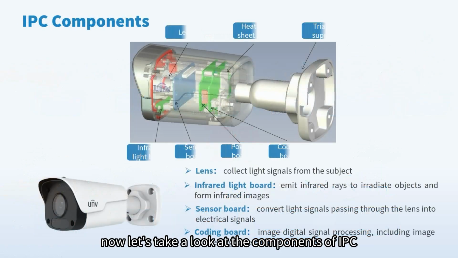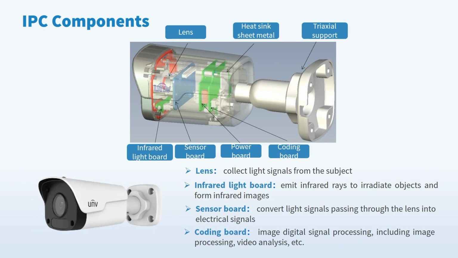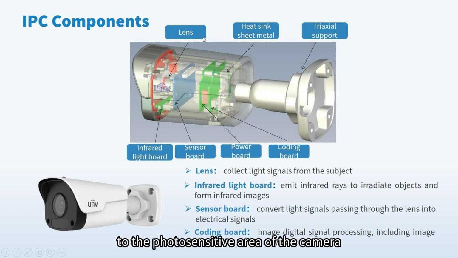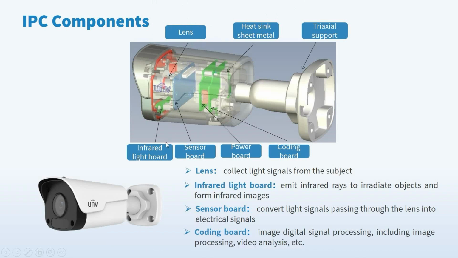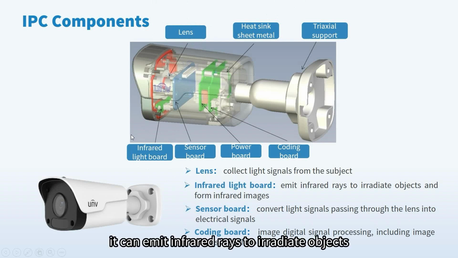Now let's take a look at the components of IPC. Inside it, there is lens. It collects light signals from the subject and images them to the photosensitive area of the camera through a series of optical glass lenses, which is the eye of the surveillance camera. There is also infrared light board. It is generally placed near the front face of the camera. It can emit infrared rays to irradiate objects, and the infrared rays are diffusely reflected and received by the surveillance camera to form an infrared image.